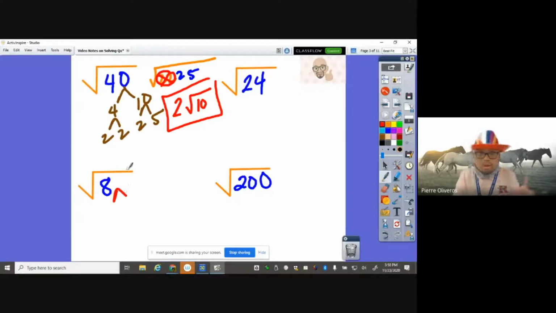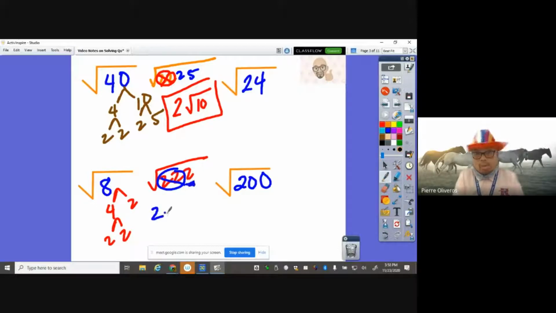Square root of 8. Don't use 8 and 1, but you can use 4 and 2. 4 can be broken into 2 and 2. So you have now 2, 2, 2. And then look for a pair. I have a pair of 2 here. This crosses out. So 2 comes out and the 2 remains inside.